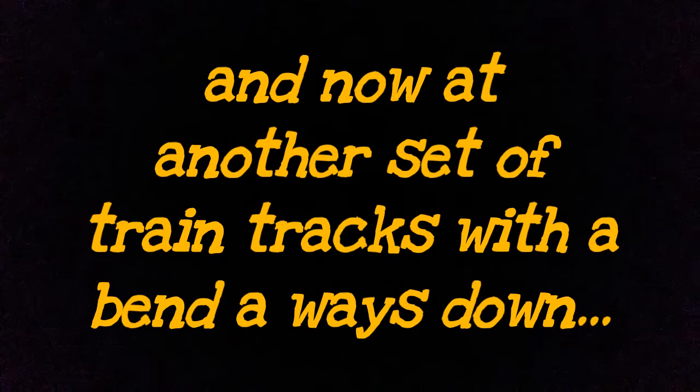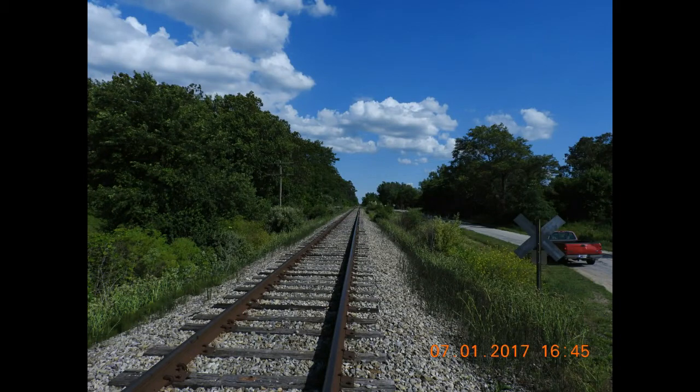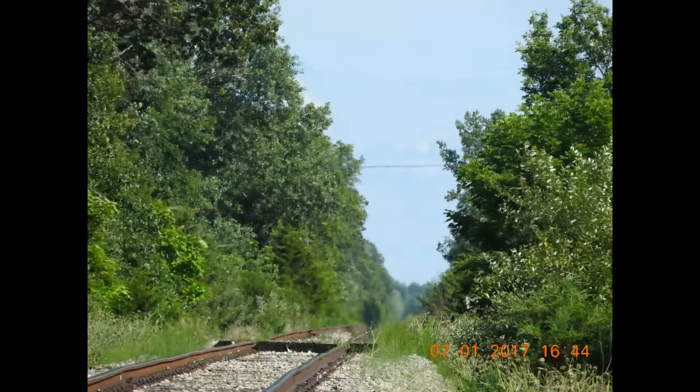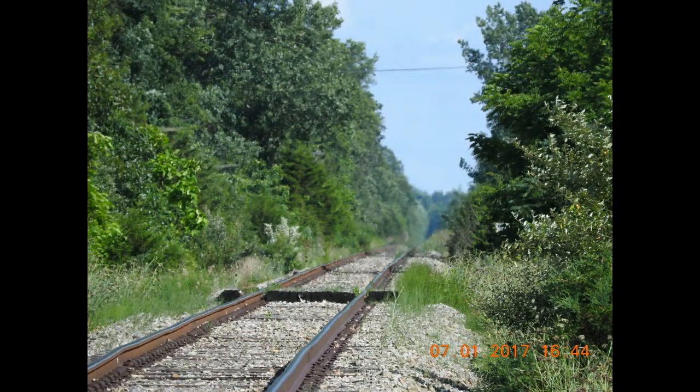Now I tried it at another set of train tracks with a little bit of a bend in it, kind of almost further down. It's really hard to see unless you're zoomed in to see what kind of things I got there. And it's actually bending to the left, but on this side it still looks like it's curving to the right. But these aren't in use as much.